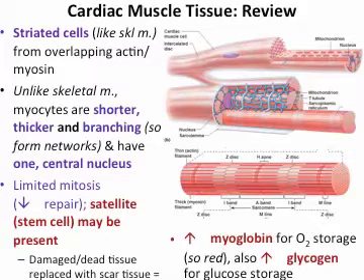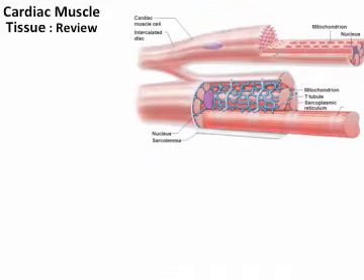Your heart muscle cells will never be low on oxygen, so they'll be able to beat for as long as you live. There's also a lot of glycogen in your heart muscle cells for glucose storage, so you can break down glucose to make ATP.